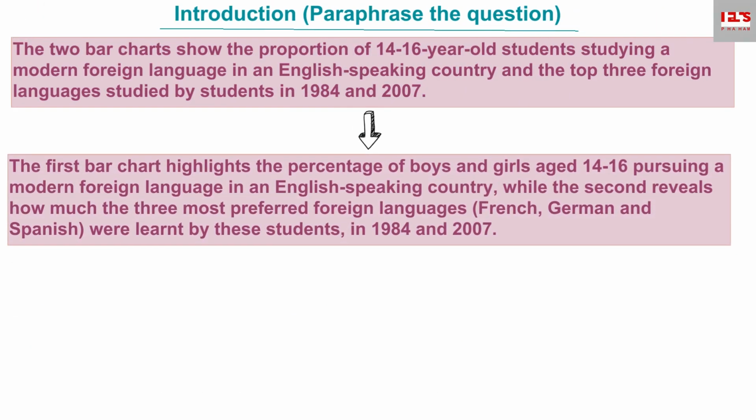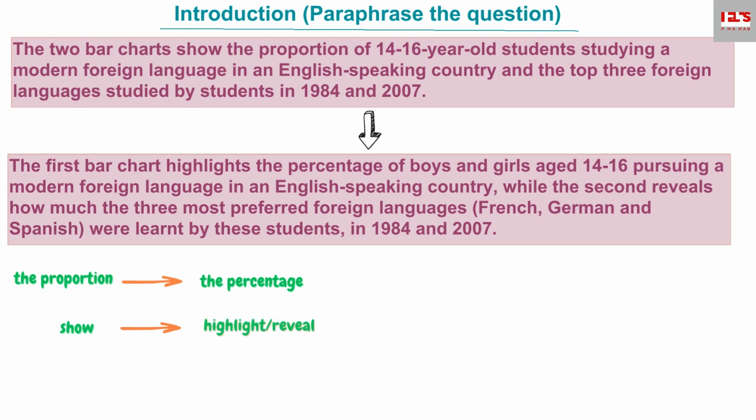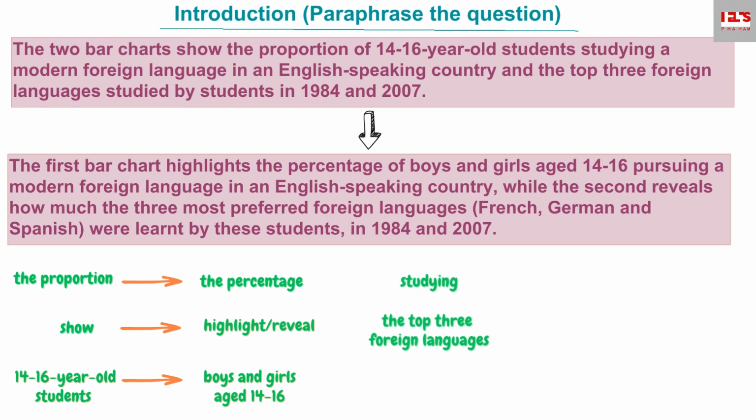So I'll write my introduction like this. You can see I didn't change the whole question, but only a few words. The verb show I replace with highlight and review. 14 to 16-year-old students replaced with boys and girls aged 14-16. And the top 3 foreign languages, I changed to the 3 most preferred foreign languages.